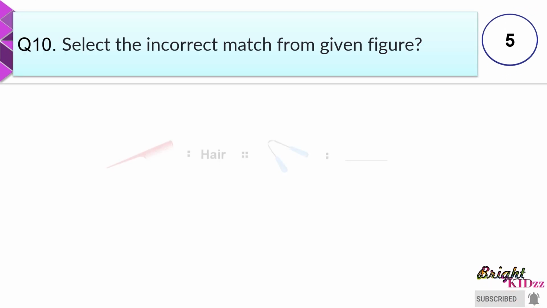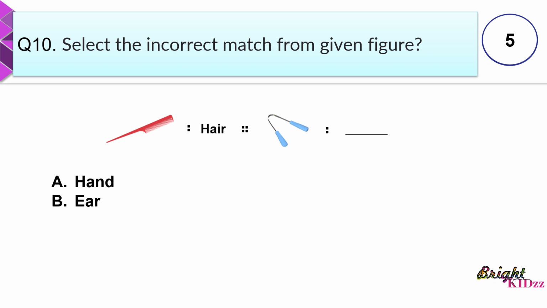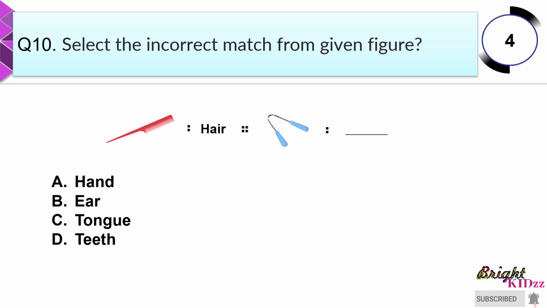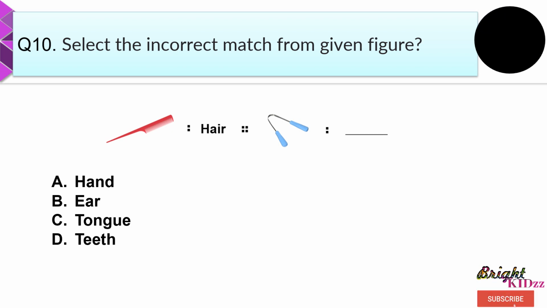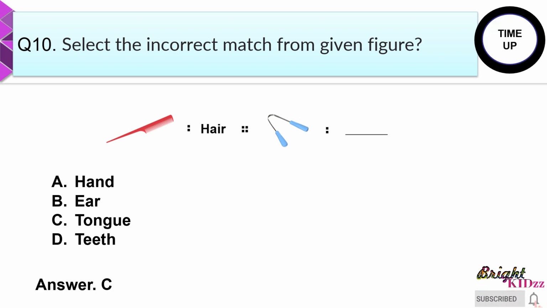Select the incorrect match from the given figure. A. Hand, B. Ear, C. Tongue, D. Teeth. Answer C. Tongue. Comb is to hair, tongue cleaner is to tongue.